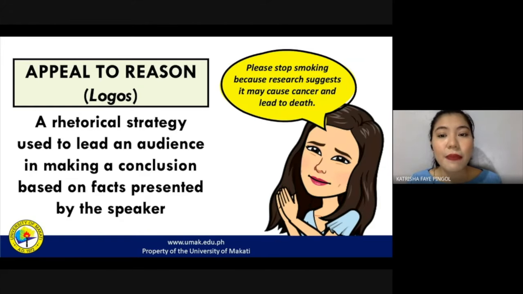So, take for example, when you want your father to stop smoking. If you want to appeal to his reason or use logos, you can say, please stop smoking because research suggests it may cause cancer and eventually lead to death.